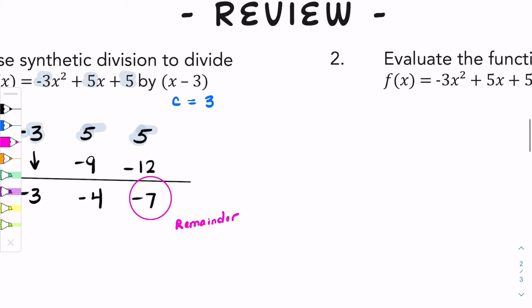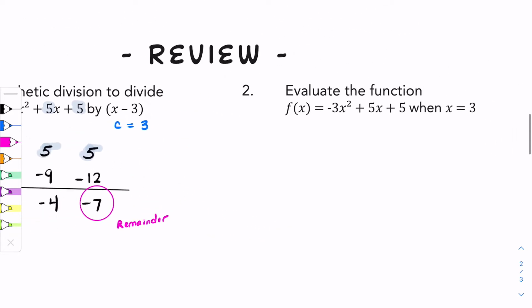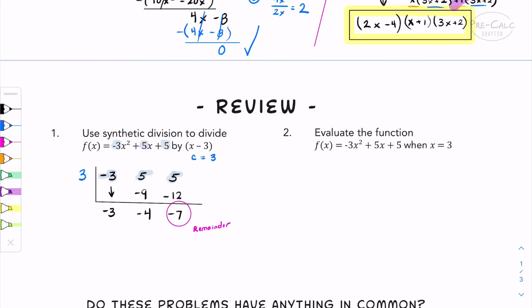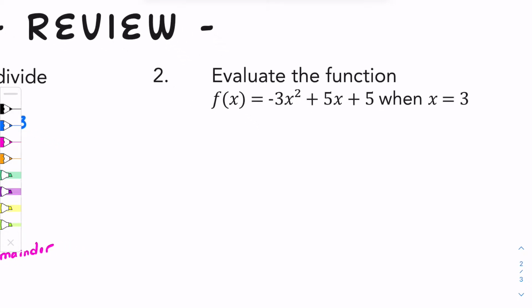If we scroll over to number 2, we have the same function. So notice in both of these, we are using f of x equals 3x squared plus 5x plus 5. And in this case, we are evaluating the function, but we're evaluating it at a value of x equals 3. Also similar to our synthetic divisor on number 1. Evaluating functions is when you take your x value and you substitute it into the function wherever you see x.